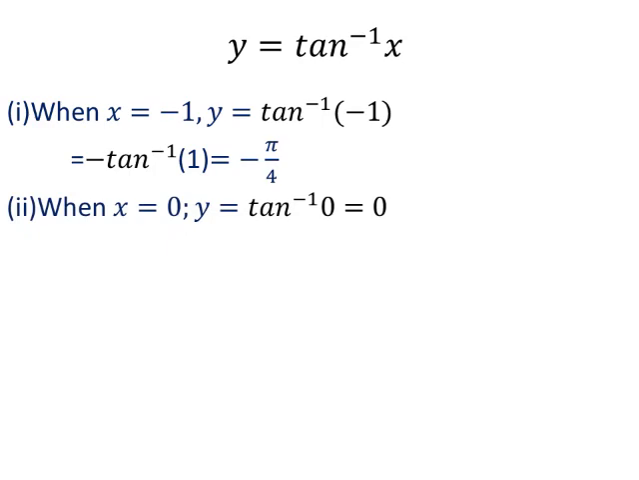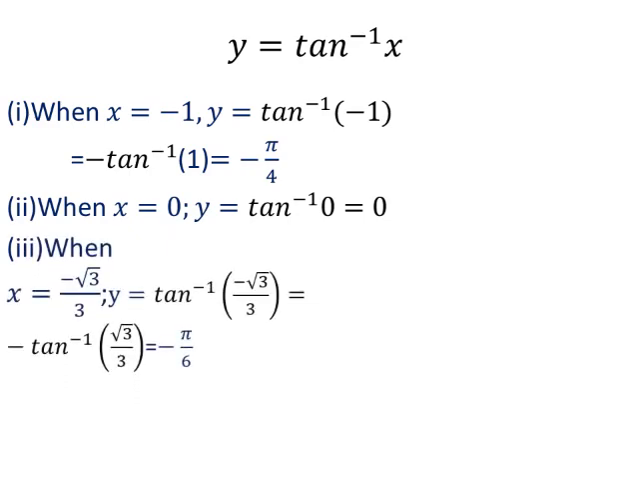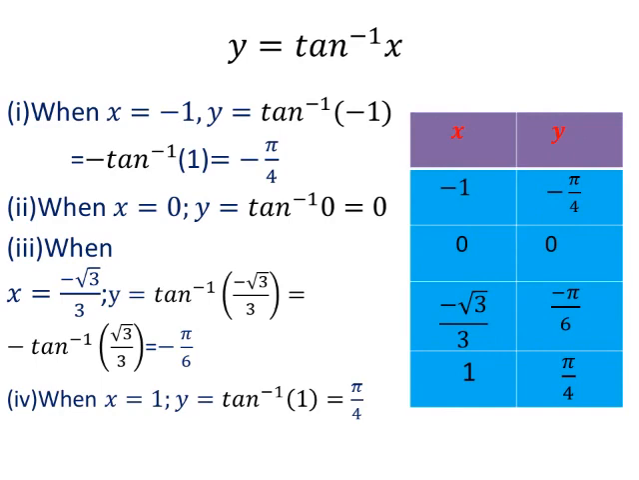Second, when x is equal to 0, y is equal to tan inverse of 0, which is equal to 0. Third, when x is equal to minus root 3 by 3, that is minus 1 by root 3, y is equal to tan inverse of minus root 3 by 3. It is equal to minus tan inverse of root 3 by 3, that is 1 by root 3. So I can write it as minus pi by 6. Next point, when x is equal to 1, y equal to tan inverse 1, which is equal to pi by 4. So the values we have found out, I have given in this table.